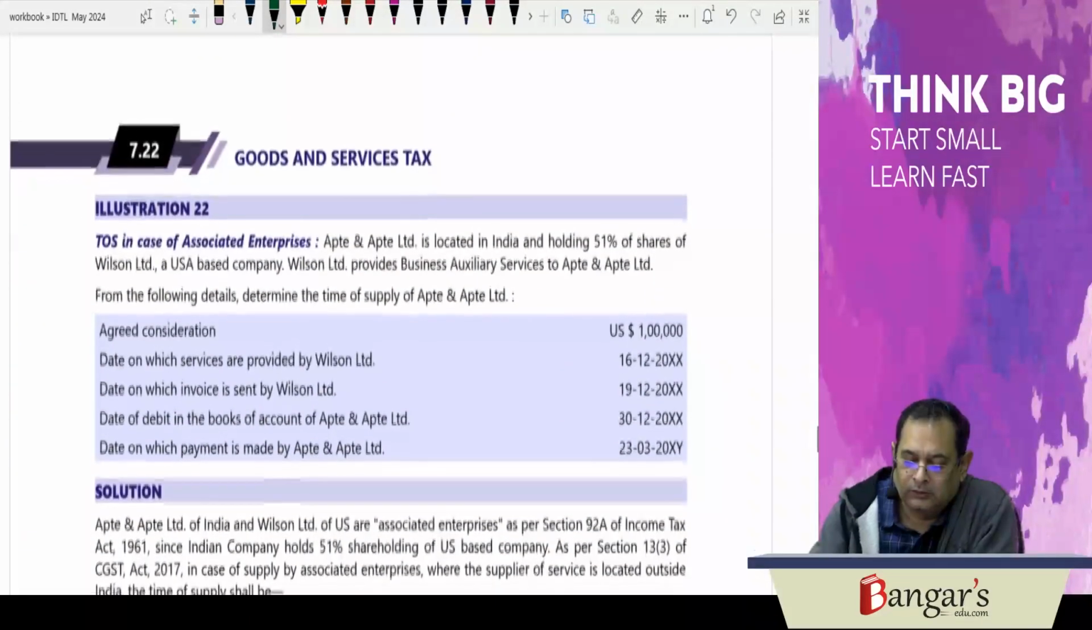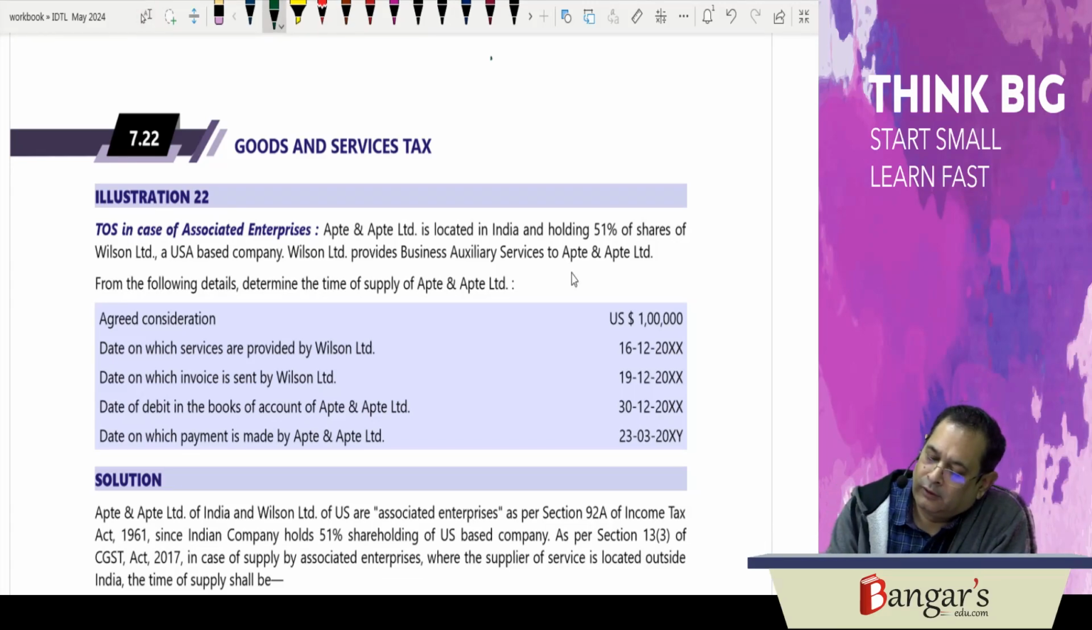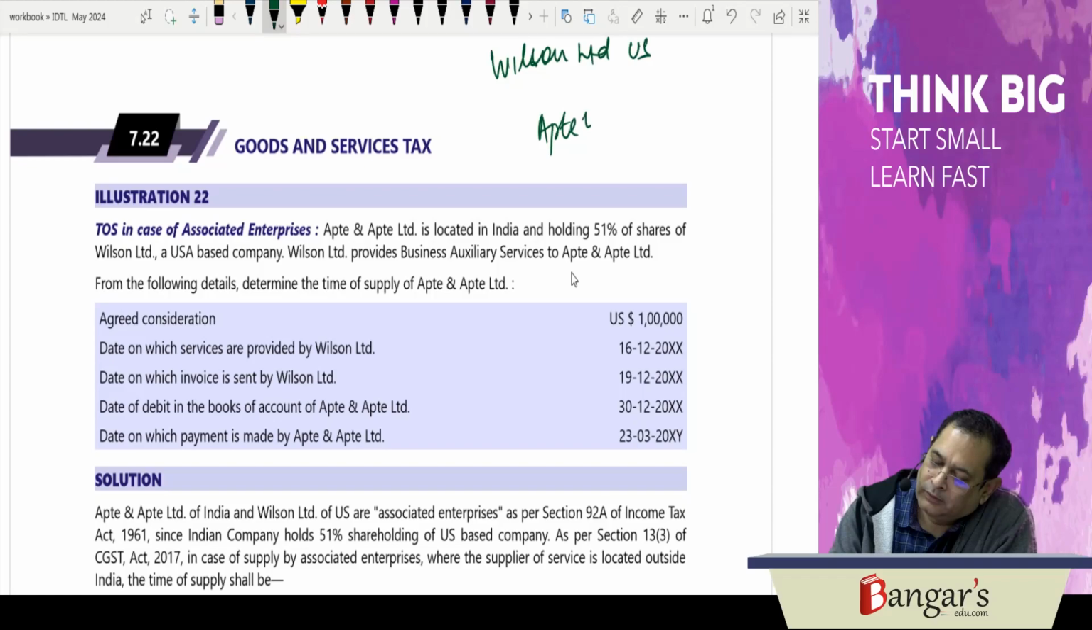Then Apte and Apte is located in India and holding 51% shares of Wilson Limited. Now Wilson Limited is a US based company, and Apte Limited is holding 51% shares. So they are basically what? Associated enterprise.